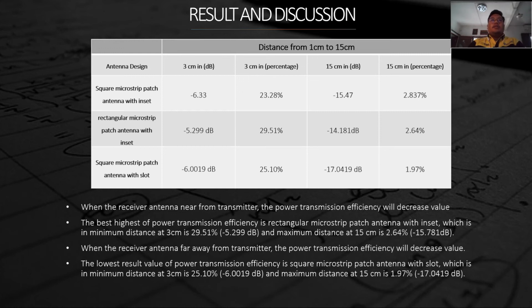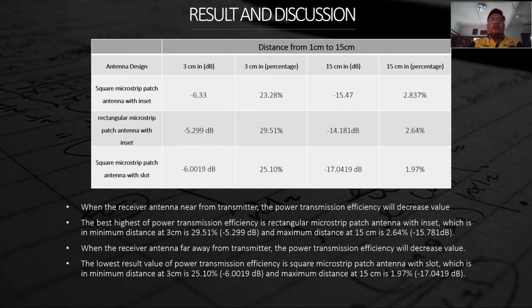For this part, we talk about the analysis result and discussion. We simulate the distance from 1 centimeter to 50 centimeter, and we have a minimum distance and a maximum distance. The minimum is 3 centimeter and the maximum is 50 centimeter. For the square microstrip patch antenna, the minimum distance gives around 23.28%, and the maximum distance gives around 2.837 percent power transmission efficiency.